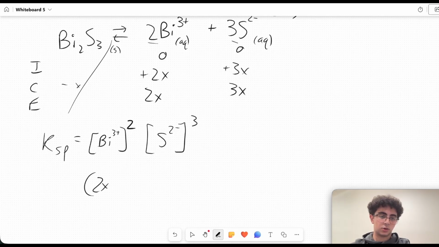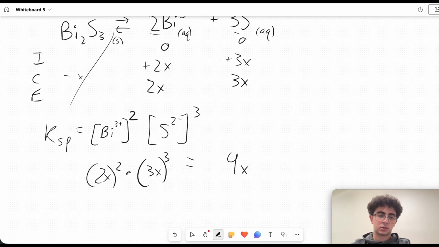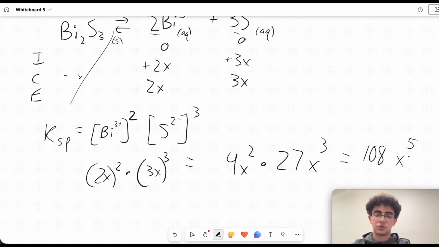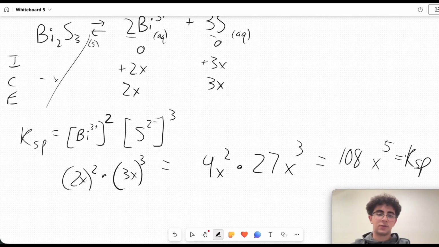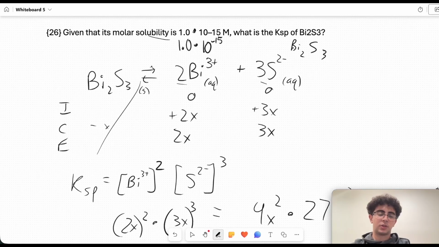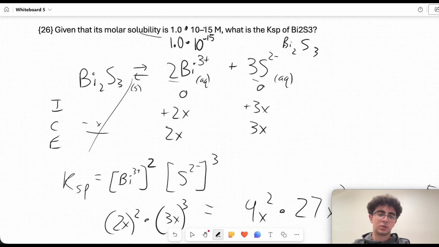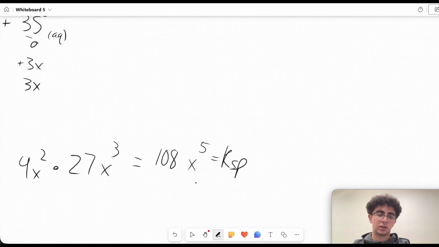So we found Bi3 plus to be 2x. So we're going to do 2x, all of it squared, times our S2 minus is 3x, so 3x all cubed. And then that equals 4x squared times 27x cubed. And then that equals x to the 5 times 108. So we have 108 x to the 5 equals Ksp. Now remember, it gave us the molar solubility. And we know that the molar solubility is minus x. So the molar solubility is equal to x. So we can just plug in this molar solubility they give us into here, then multiply by 108, and we'll get our Ksp.